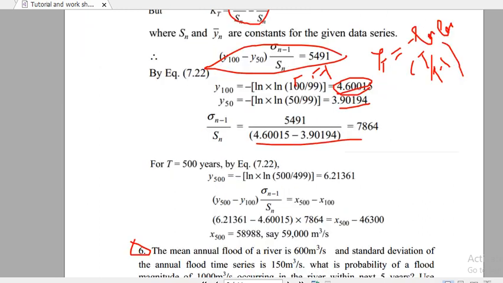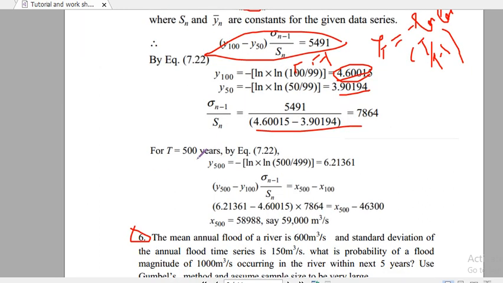Then for return period 500, yt at 500 years is calculated by using the value of y minus y100. We can use this formula. The formula is this formula. It is standard.